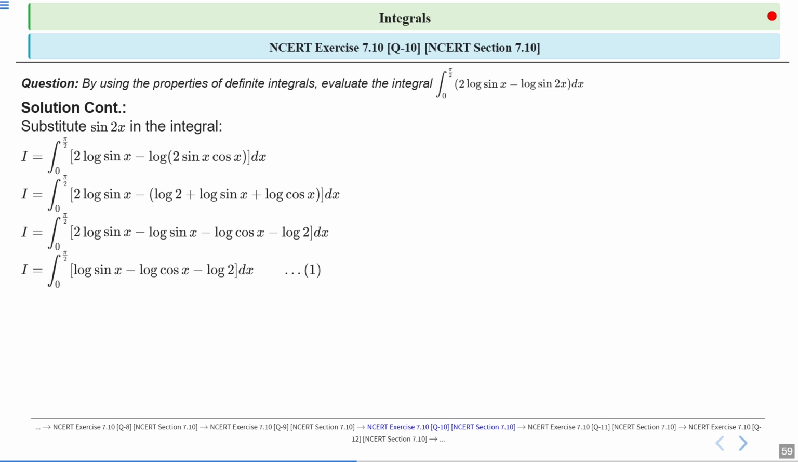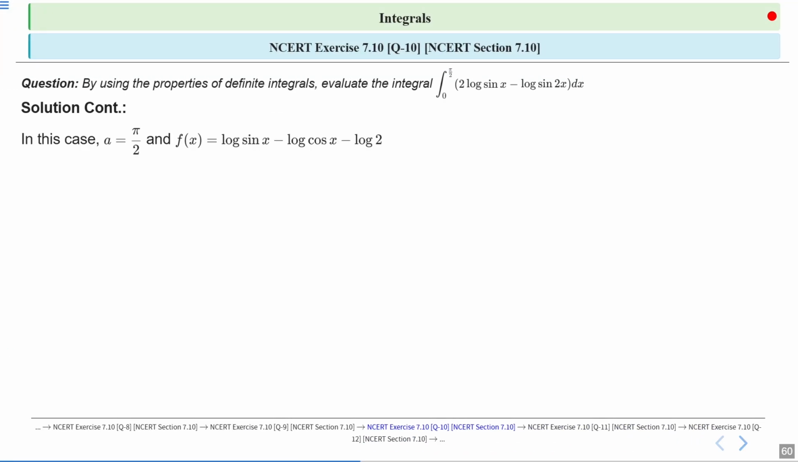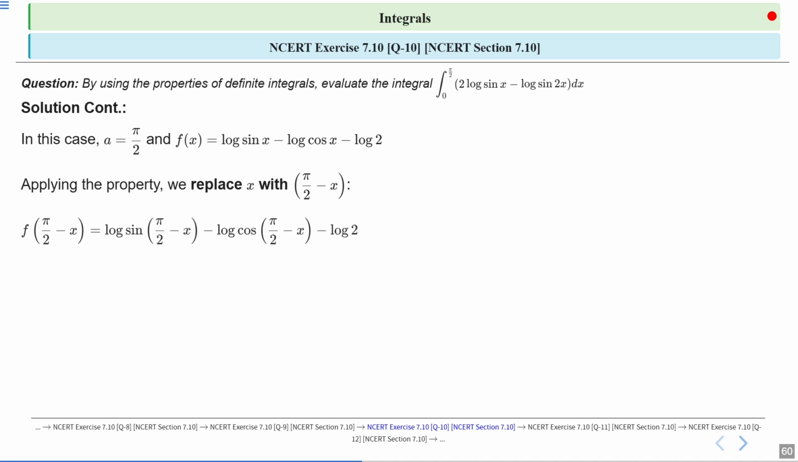Now we need to integrate this to find the value of the definite integral, and that is difficult. So we use a property of definite integral so that we get another equation for I. We use the property that the integral from 0 to a of f x dx is the integral from 0 to a of f a minus x dx. In this case, a is equal to pi by 2, f x is equal to log sin x minus log cos x minus log 2. So applying the property, we replace x with pi by 2 minus x. So f pi by 2 minus x is log sin pi by 2 minus x minus log cos pi by 2 minus x minus log 2.